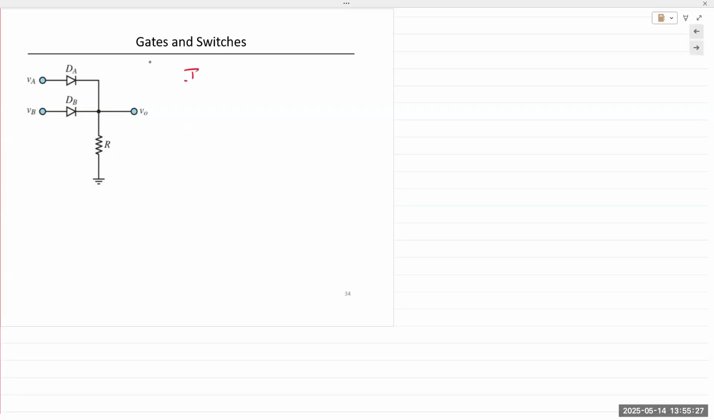Let's use ideal diode analysis. What's the truth table for an OR gate? You give 0, 0, you get 0. 0, 1, you get 1. 1, 0, 1, 1, 1, also 1. That's a truth table, right? OR gate means logic OR means mathematical summation. 0 plus 0 gives you 0. So even if a single input is high, the output is high. I like repeating that statement. Output is high.